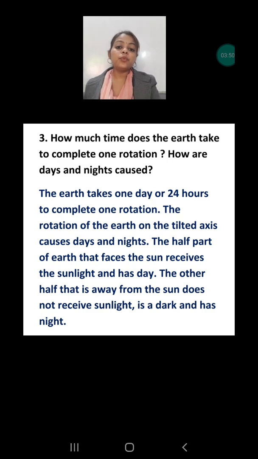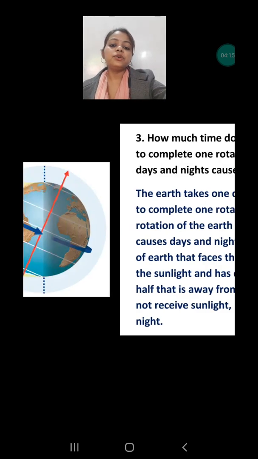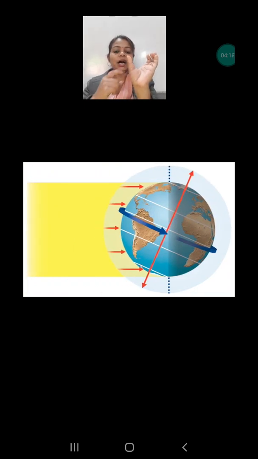So the earth takes 1 day to complete one rotation, and this is why after each 24 hours we have the same time. If today you wake up early in the morning at 6 o'clock, then the next day at 6 o'clock 24 hours will have passed, and this will be 1 whole day. This time is taken by the earth to complete one rotation, and this is the reason for day and night, because as it rotates, whatever part of the earth is facing the sun will have day, whereas the other part where the sunlight is not reaching will be dark and will have night.